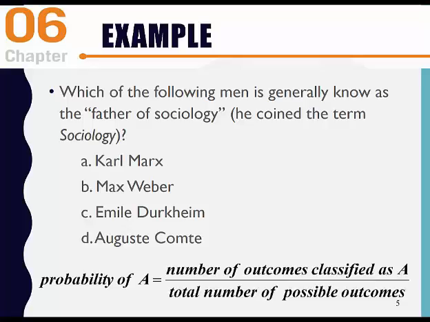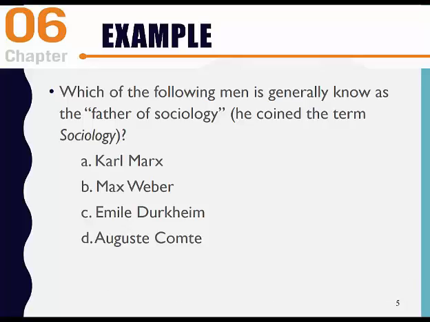We know the probability of A, the probability of an event happening, so that this is the correct answer, is the number of outcomes classified as A over the total number of possible outcomes. Well, in this case, this just means the probability of getting it correct is 1 over 4. So we know one answer can be correct over 4 possible answers, because there are 4 choices. So it's 1 over 4. So the probability in this case is 0.25.